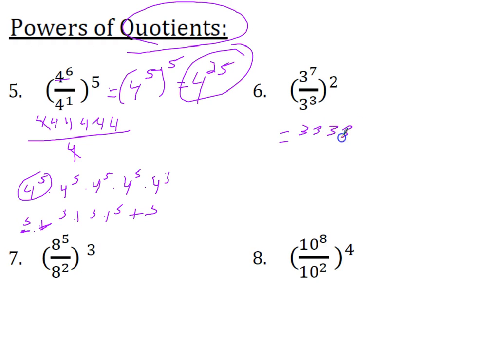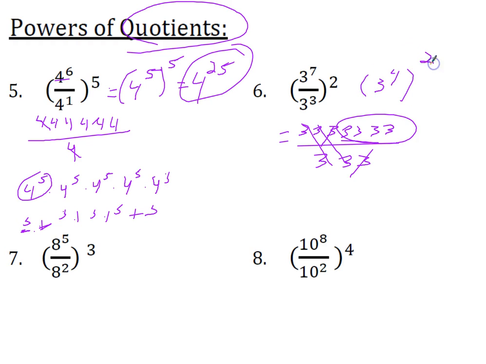For the next one, 3 to the 7th. So I'm going to put 7 3s down. 1, 2, 3, 4, 5, 6, 7. And I'm going to put 3 3s down. So what's left, I cross off one too many. So this one and this one. So I'm left with 3 to the 4th squared.